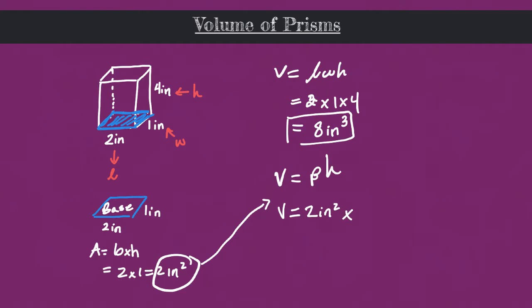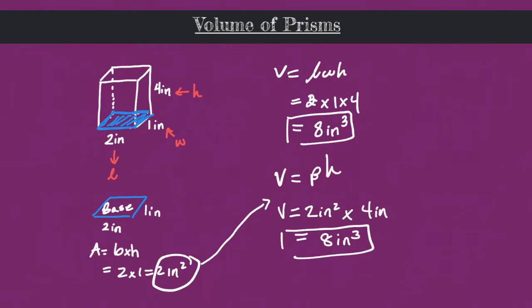And our prism's height, in other words, how many stacks of my base do I have on top of each other to make my entire prism? Well, that height is going to be 4 inches. And so 4 times 2 is 8 cubic inches.